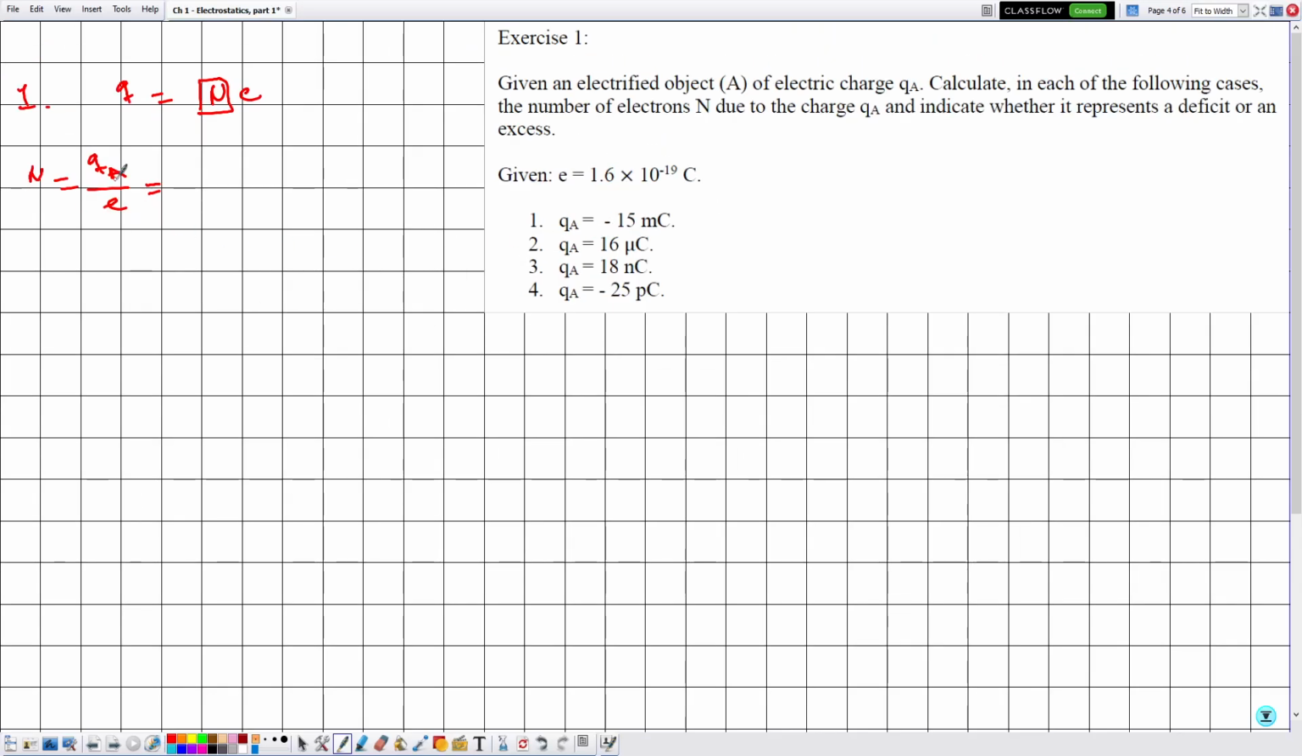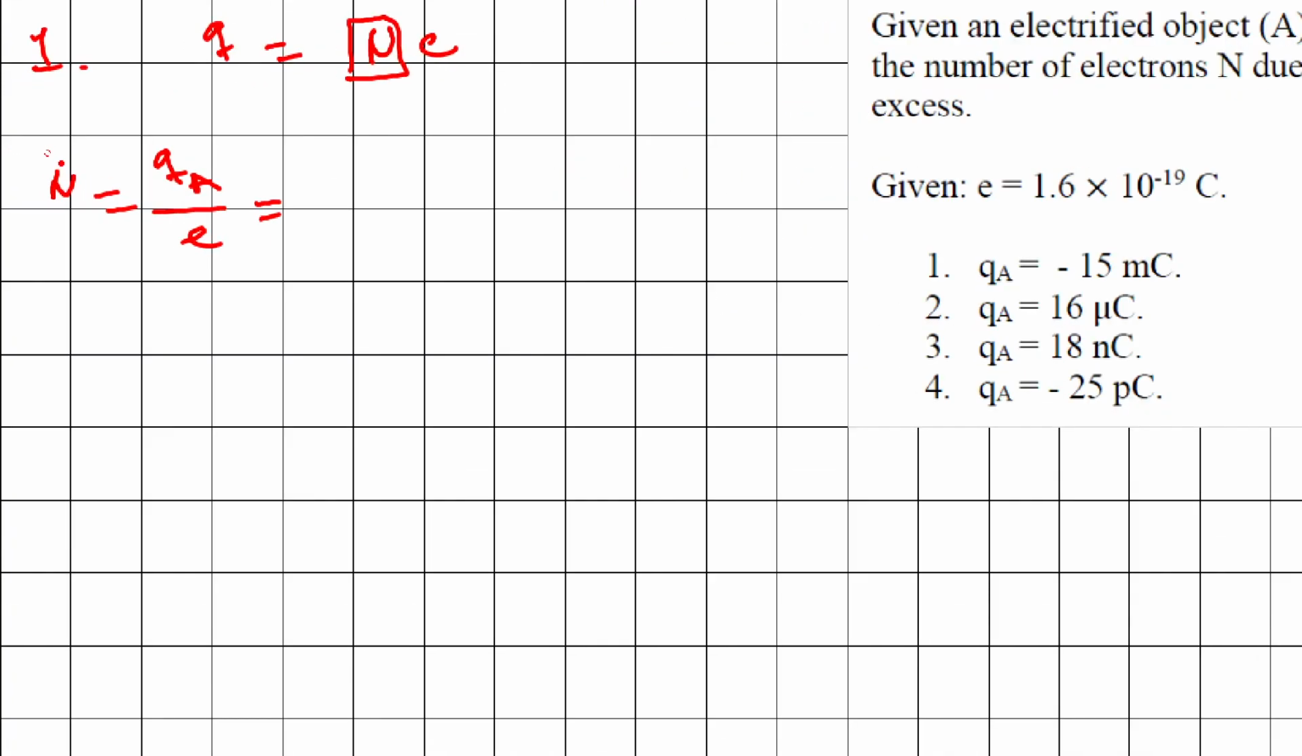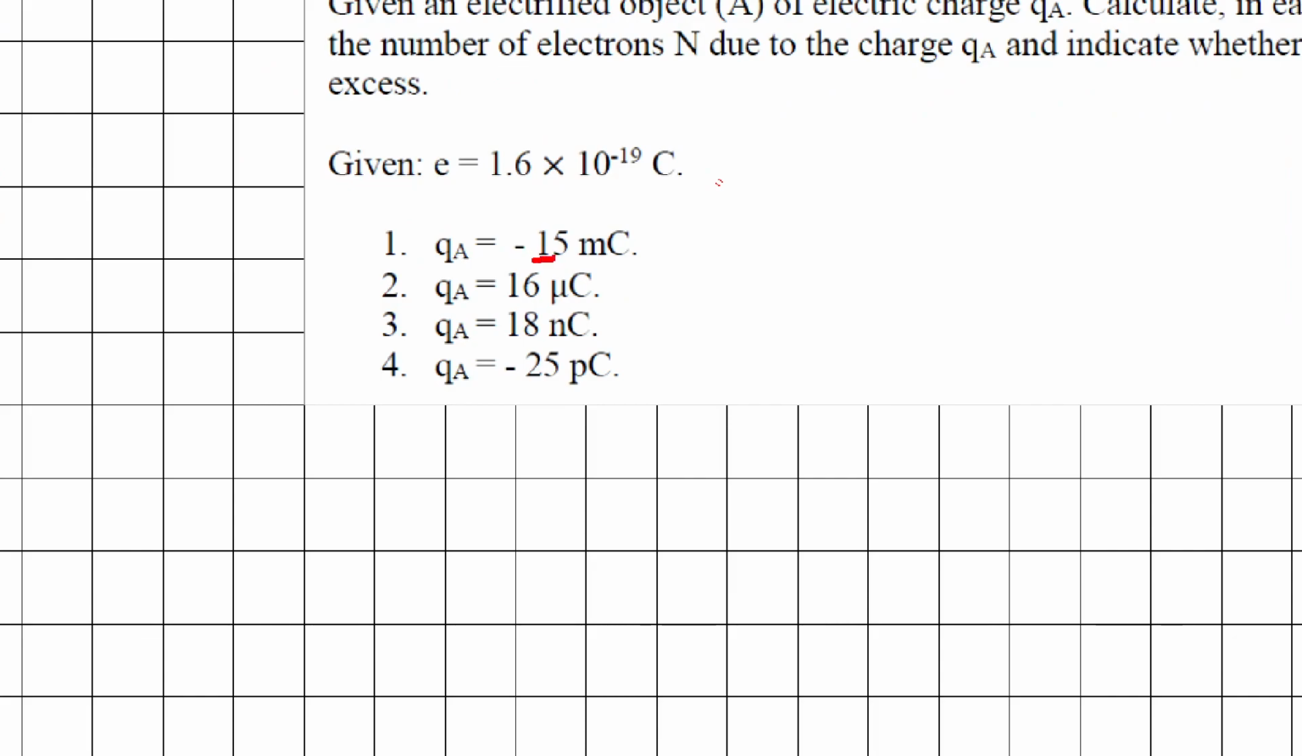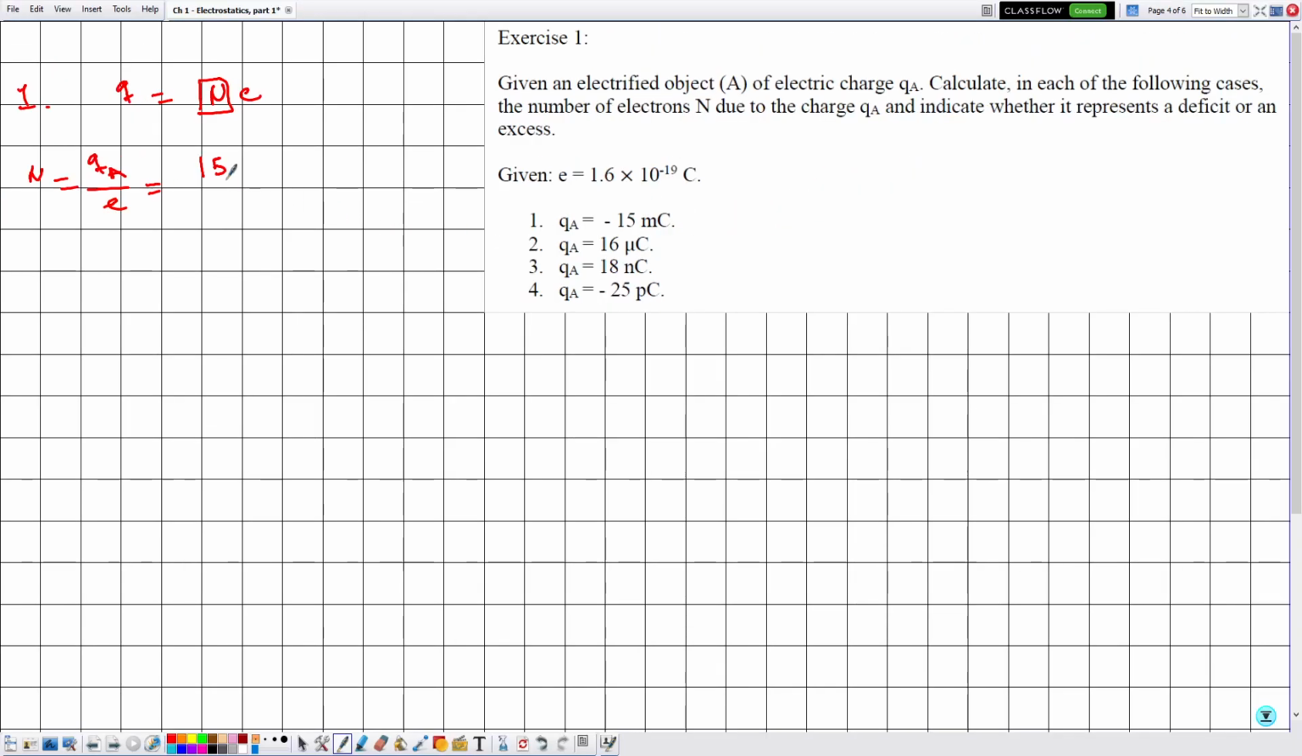In this formula, we're not going to use the sign, since N represents the number of electrons, and this must be a positive integer. So this would be 15 millicoulombs, and m refers to 10 to the power minus 3, times 10 to the power minus 3, divided by the elementary charge, which is given right here. Plugging this into the calculator, the number of electrons is 9.375 times 10 to the power 15.